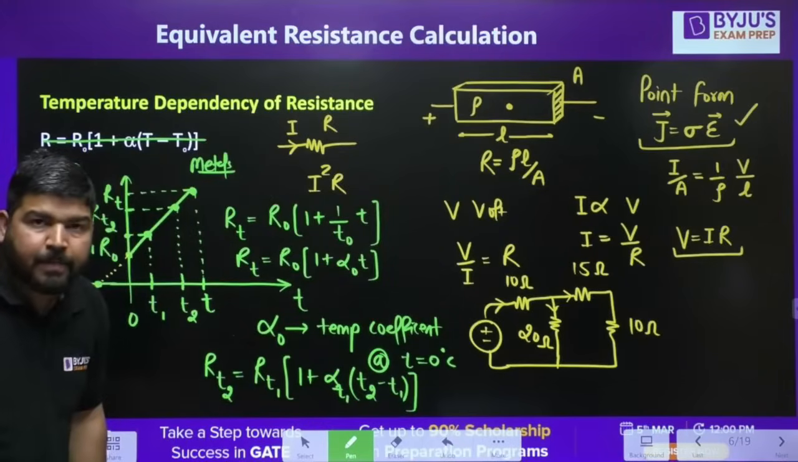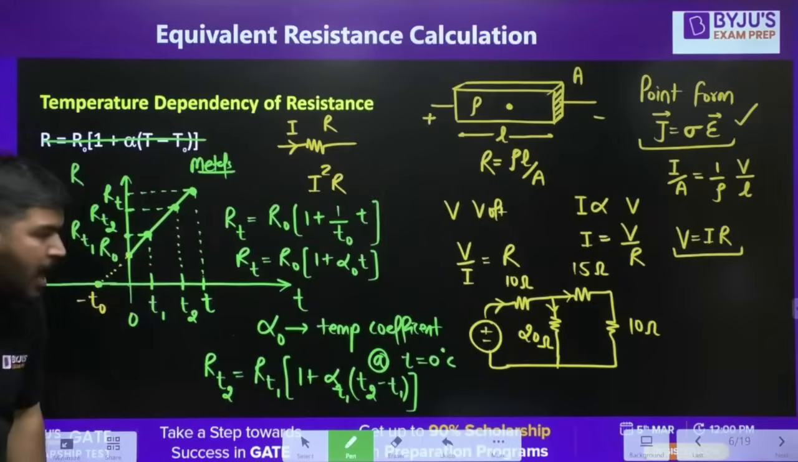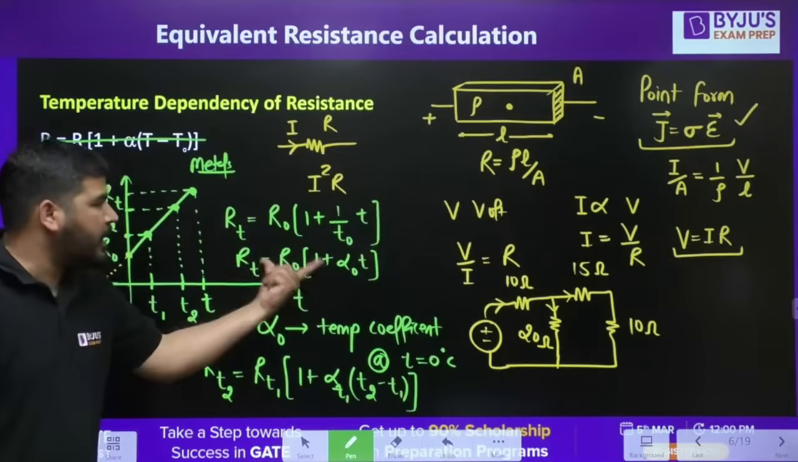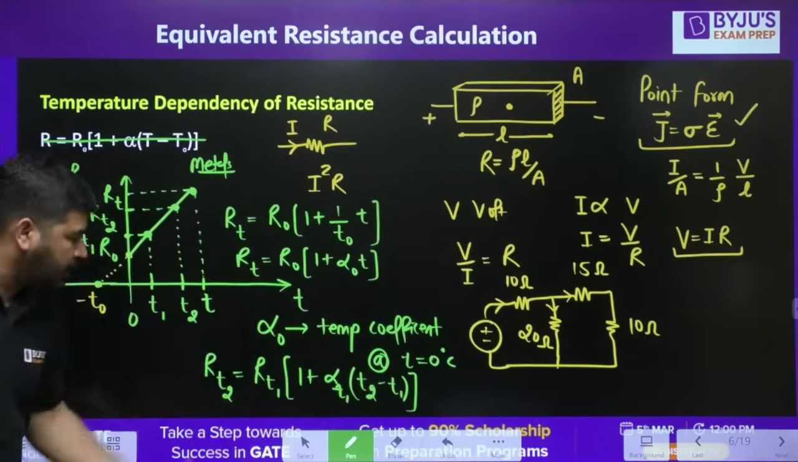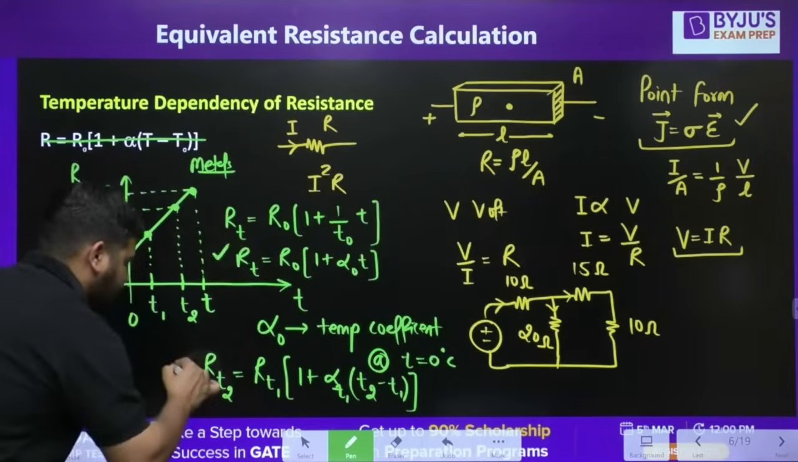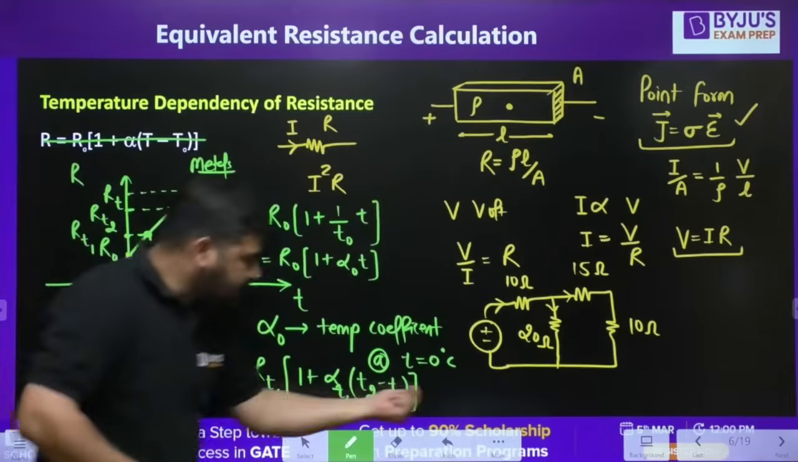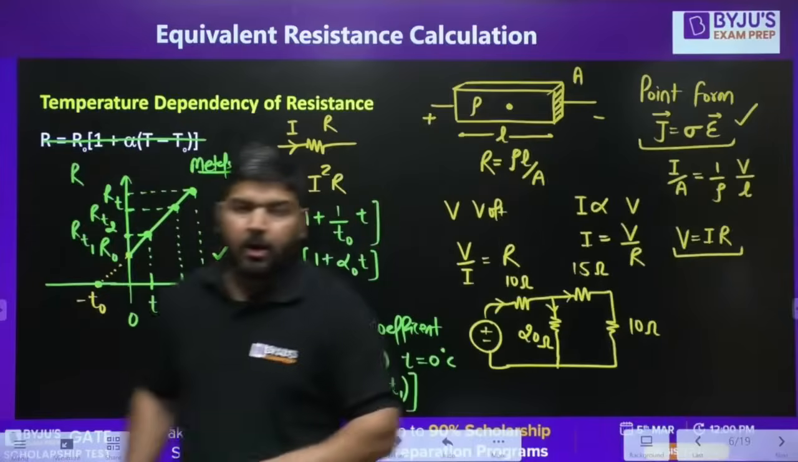You can check that. Let's say this T1 is 0 and T2 is T. If you put T1 equal to 0 and T2 equal to T, you will get the same relation. So you can say that from this relation I have derived this relation, and this is the general relation. I hope it is clear, guys.